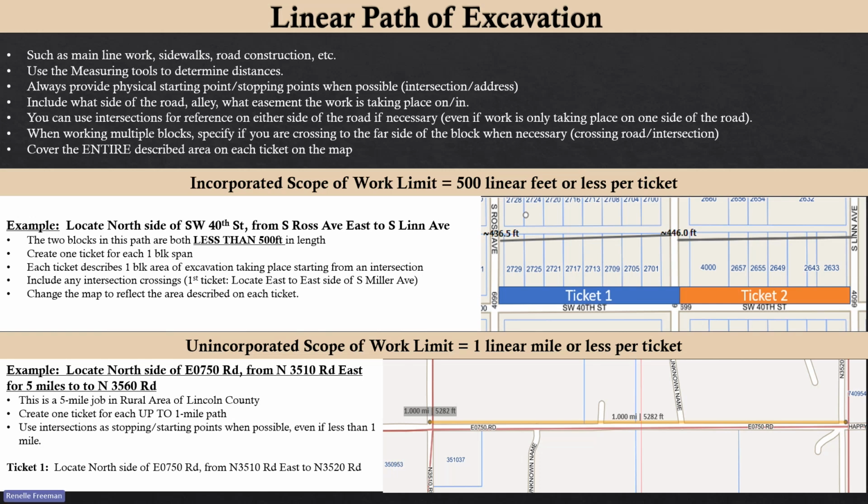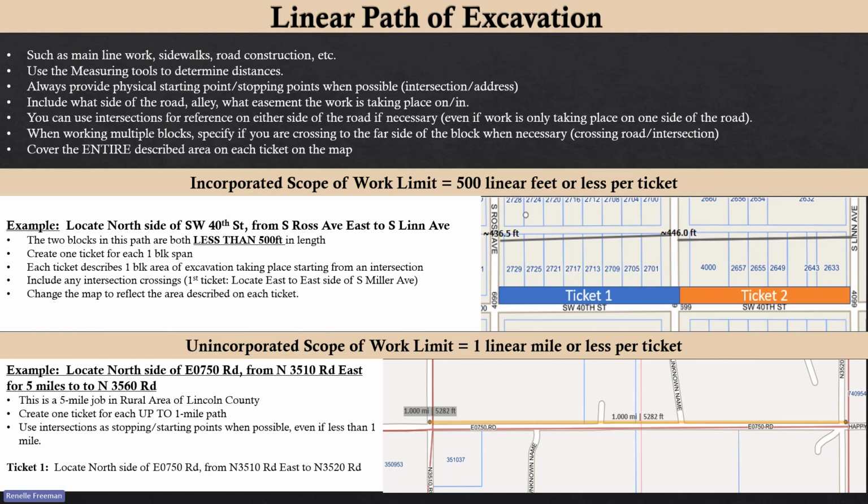And then, of course, as you're entering this ticket, you'll map the first one with whatever you've got described on that one. So the first ticket would be from Ross to this intersection here in the middle, and you would map that to ticket 1. And then when you do ticket 2, you start from this intersection here and map ticket 2 all the way over to Lynn Avenue. Keeps it simple for you and, for the locator, easier to keep up with.